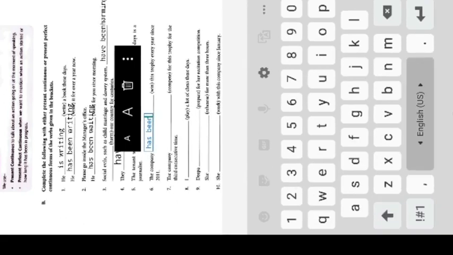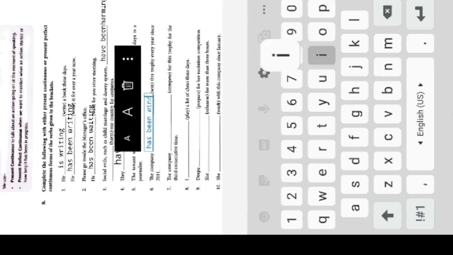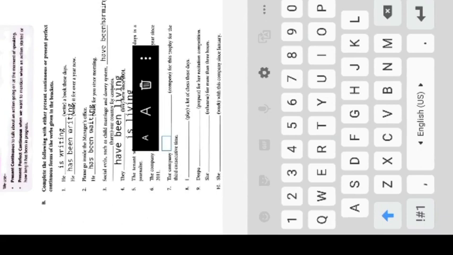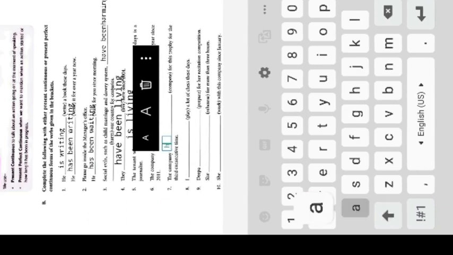The company ___ win this trophy every year since 2011. Since. So what will we write down? The company has been winning. Next one: the company ___ compete for this trophy for the third consecutive time. For. So the company has been competing.